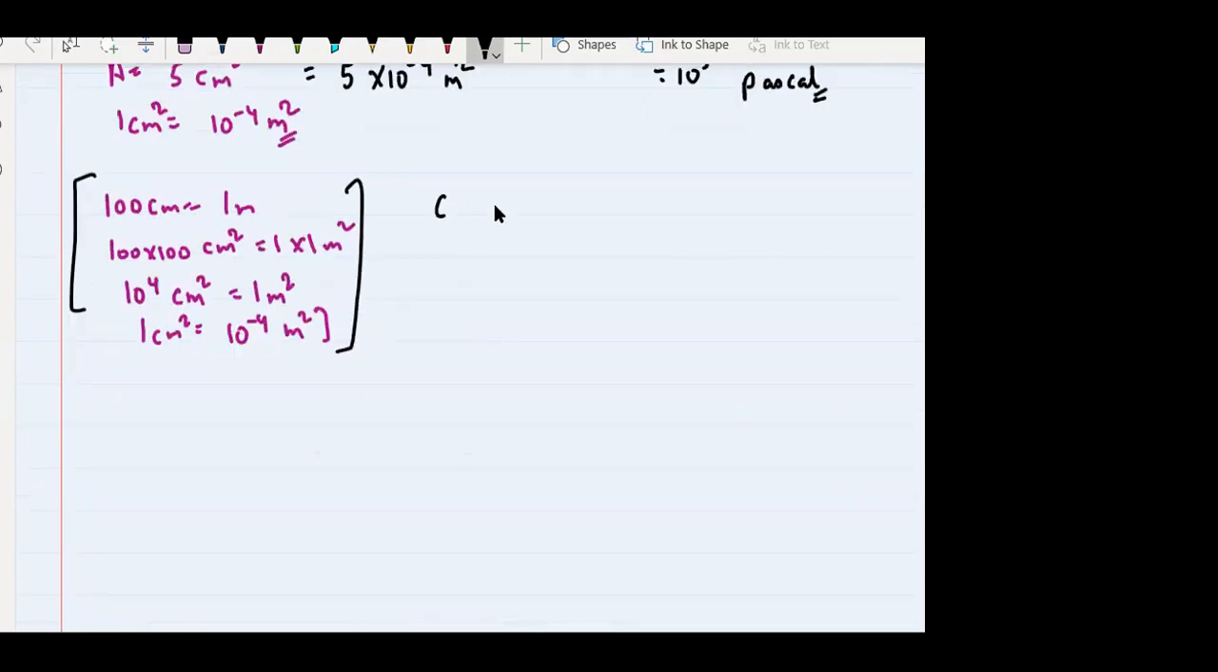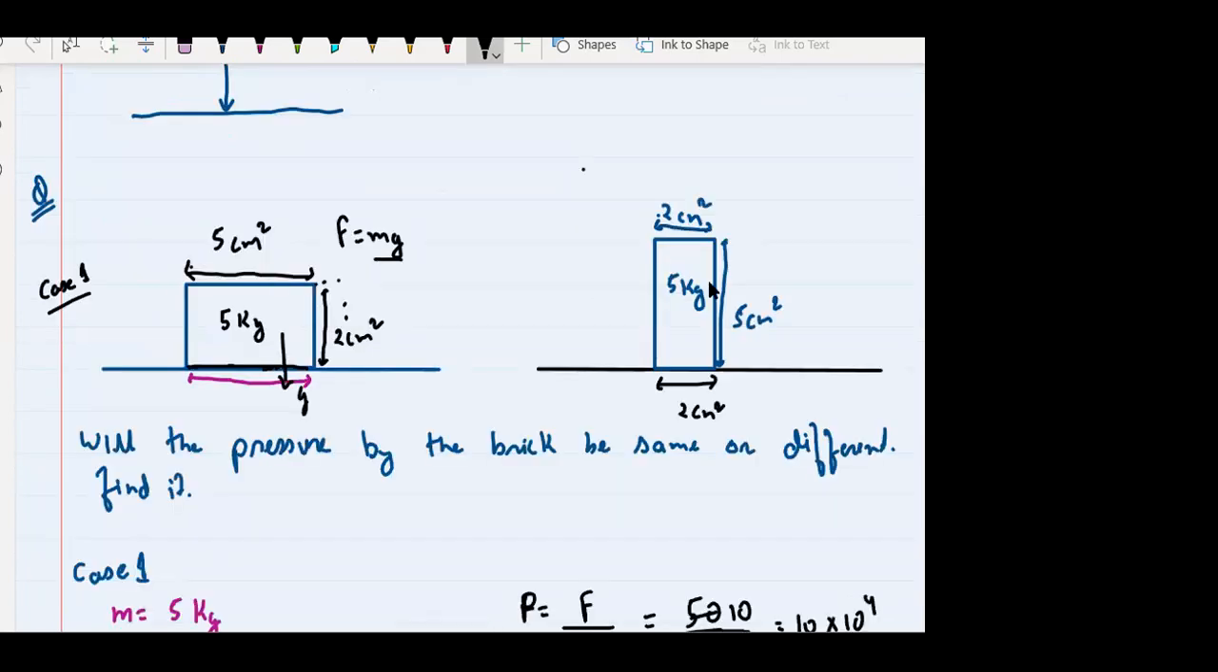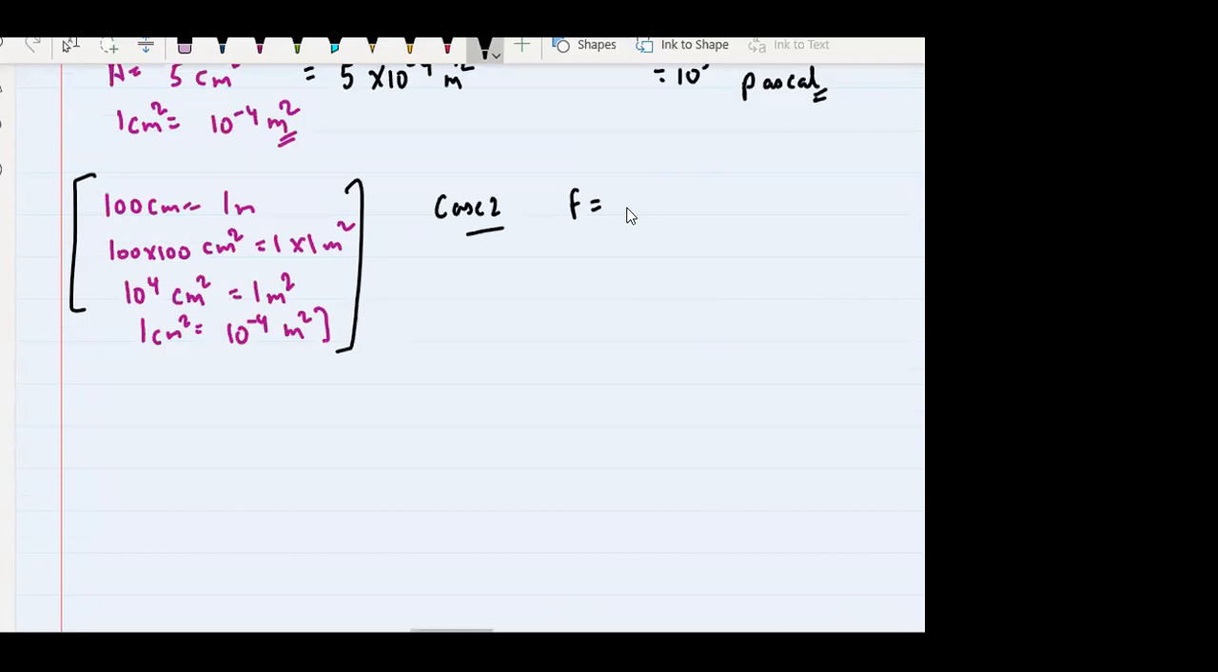In case 2, tell me, is the force changing or is it the same? Sir, the brick is the same. Yes, sir. Same 5 kg. So what is the force? 15 Newton. Yes, sir, it is 15 Newton only. But what about the area? Sir, the area is changed. Area is? 2 centimeters square. Very good. Which is 2 into 10 to the power minus 4 meters square.